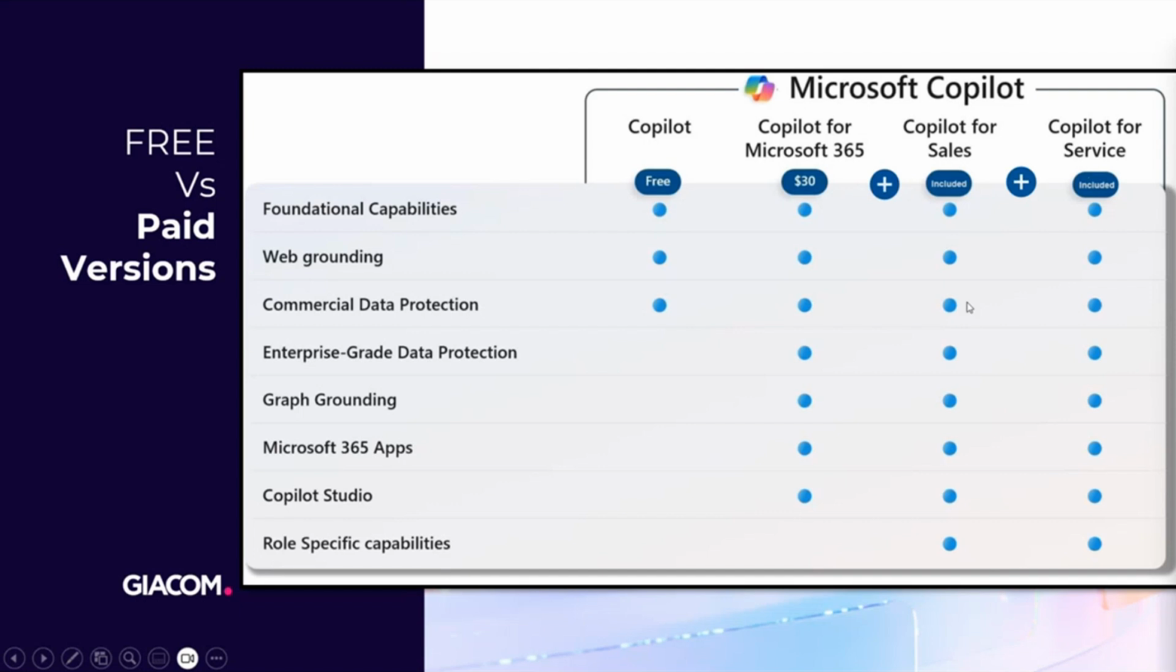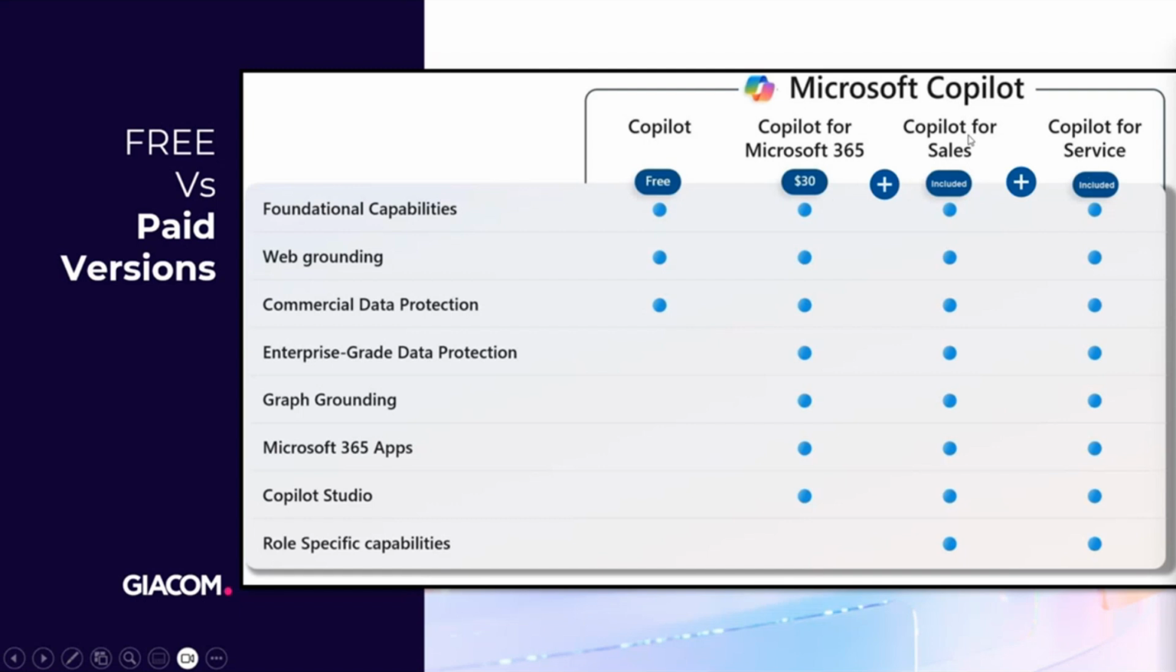But then it's these new additional areas where it comes to role specific capabilities. Now this is quite an interesting piece, because probably a lot of you on this call are in sales, or in service, or in finance even. Those three areas, which are role specific capabilities, previously were a paid add-on for Copilot. So you would pay for your paid version of Copilot, and then you would literally buy these additional add-ons specifically for these roles.